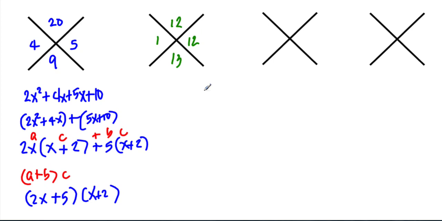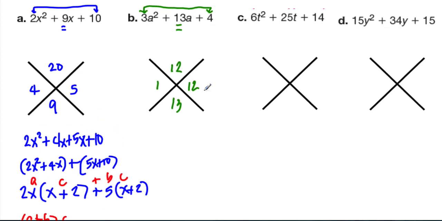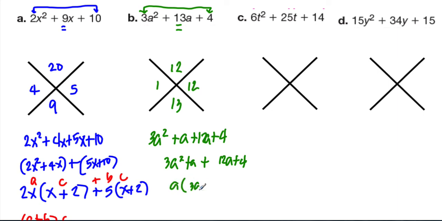Okay, and then we rewrite our trinomial, renaming 13a into a and 12a. So you have 3a² + a + 12a + 4. We just renamed 13a to be a + 12a. And then we use grouping since there are 4 terms. Here now I have 3a² + a + 12a + 4. We end up with, after factoring out the GCF of 3a² and a, which is a, a(3a + 1).